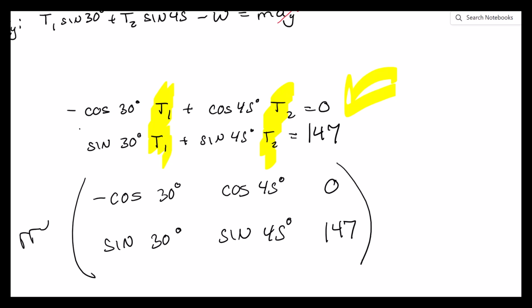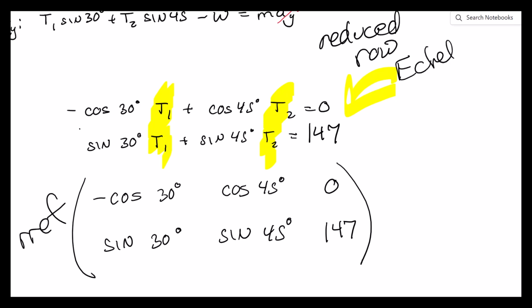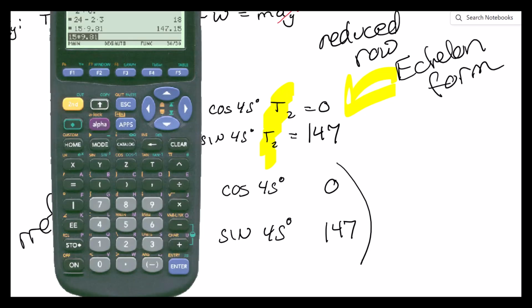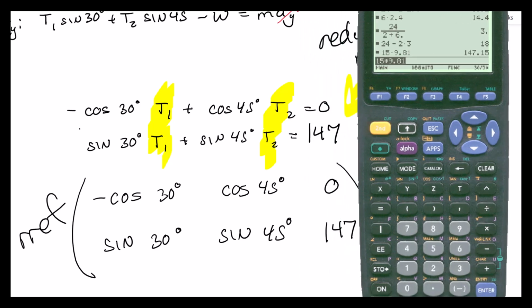I'm going to use this amazing calculator button called reduced row echelon form. Somebody tried to teach this to you at some point. You're like, this is stupid, I'm never going to need it again. And that's fine. And this is what it looks like on my 89. And you can do it on your calculator, however you want.